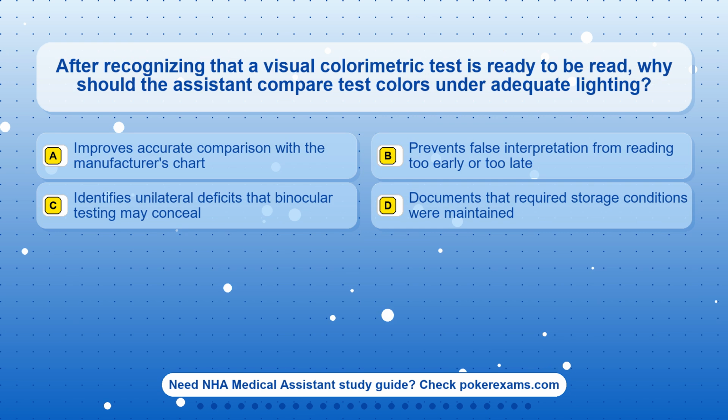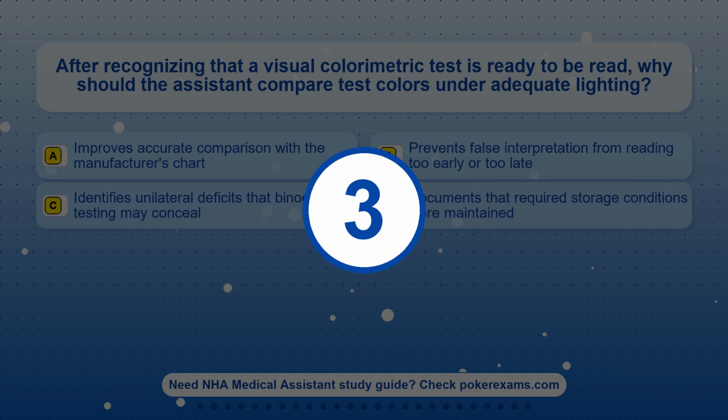Question 18. After recognizing that a visual colorimetric test is ready to be read, why should the assistant compare test colors under adequate lighting? Option A, improves accurate comparison with the manufacturer's chart. Option B, prevents false interpretation from reading too early or too late. Option C, identifies unilateral deficits that binocular testing may conceal. Option D, documents that required storage conditions were maintained.